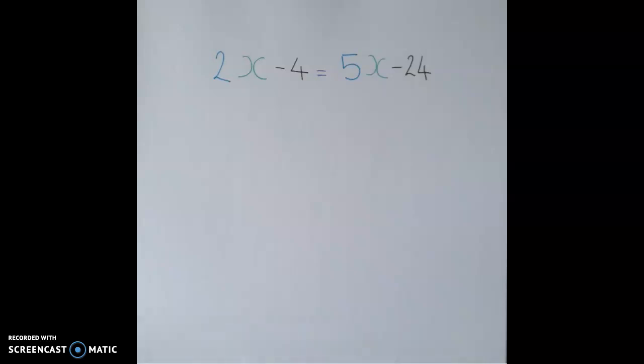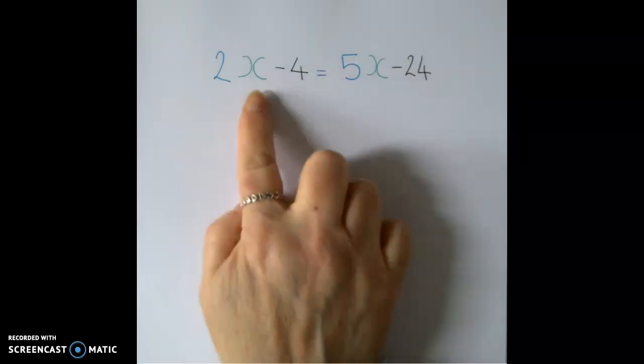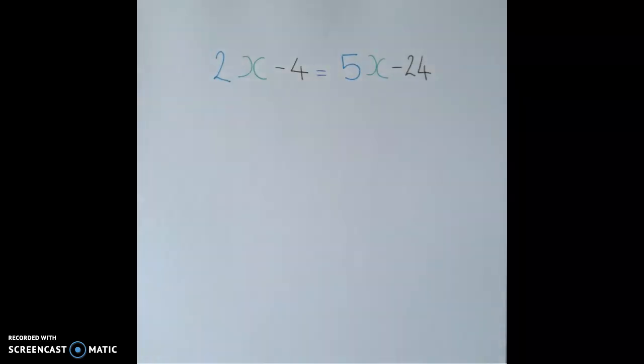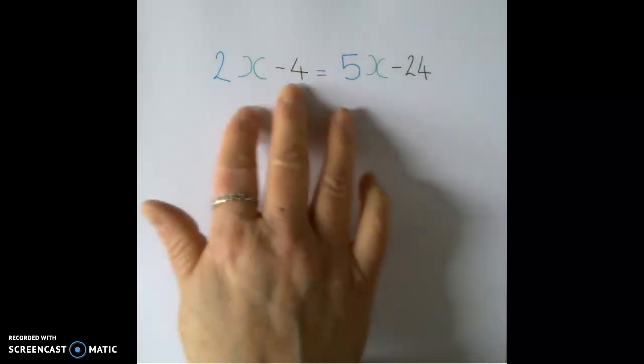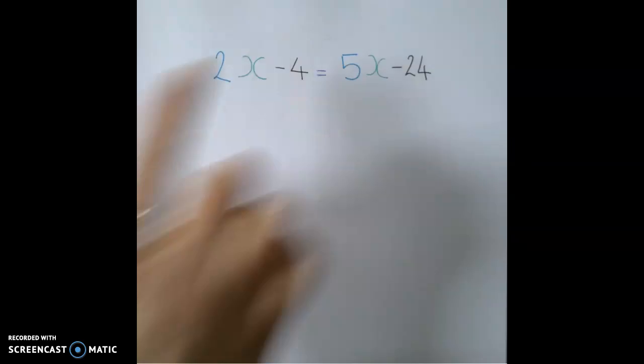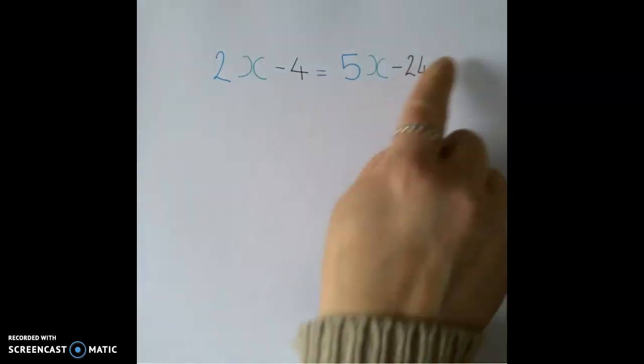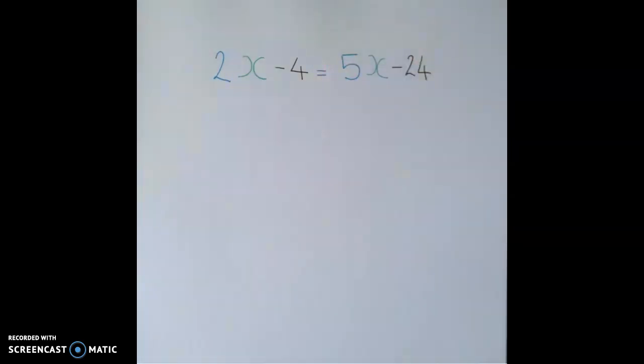Okay, so this may look like a pretty scary equation because it has the two variables, the x's, on both sides of the equation. But it isn't really any different to the other ones, and you approach them in exactly the same way, because what this is telling us is that this side has the same value as this side and they're equal to each other.